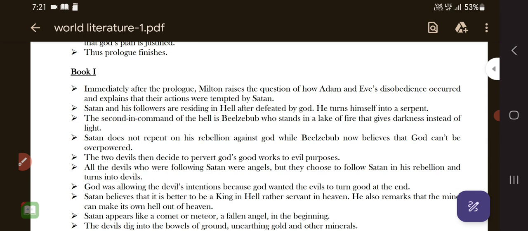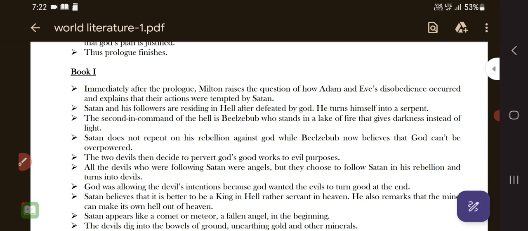So Beelzebub is the Lord of the Flies, who stands in a lake of fire that gives darkness instead of light. He is a person who stands for darkness. People are frightened if they are surrounded by darkness. So he is the person who stands for darkness.